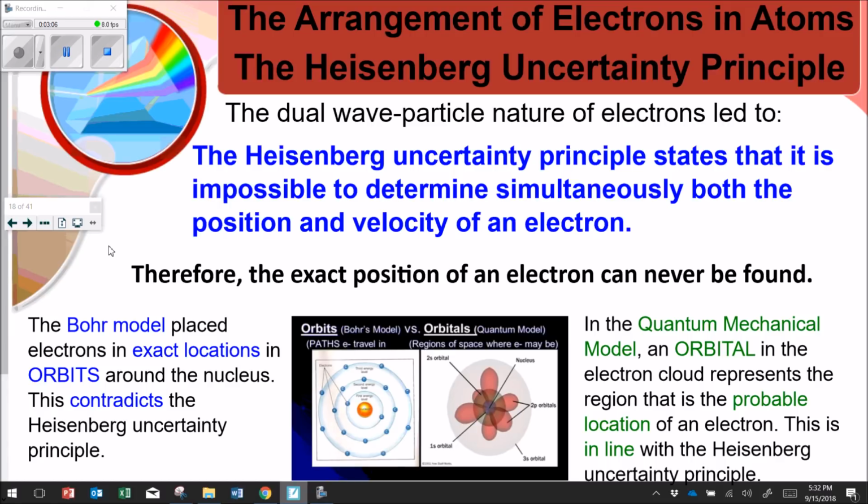If you look at the Bohr model, it used to place electrons in exact locations or orbits around the nucleus. And this definitely contradicts the Heisenberg uncertainty principle. In the current quantum mechanical model, an orbital in the electron cloud represents a region, not an exact position. That is a probable location of an electron. And this is in line with the Heisenberg uncertainty principle, so the quantum mechanical model is the current accepted model of the atom.